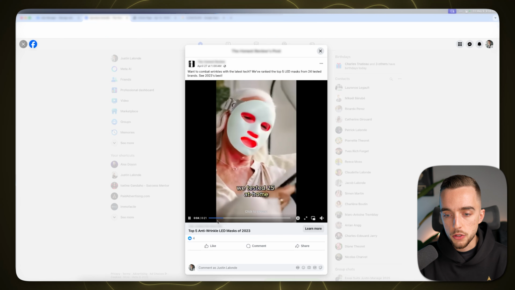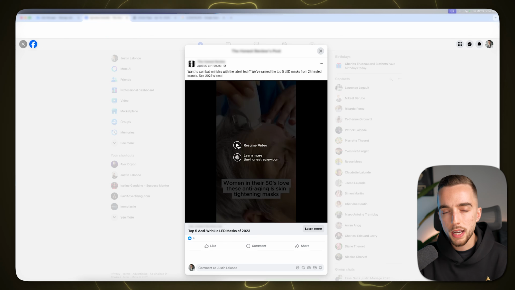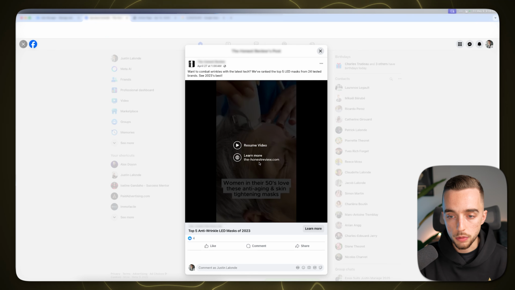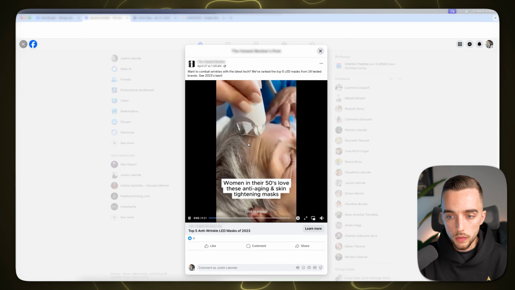Now, these ads right here, if I take a look at the start of the ad: women in their 50s love these anti-aging and skin tightening masks. So we're definitely talking about someone who's very solution aware, maybe even product aware at this point, because we're naming the product from the start. But we're also naming the 2 issues as to why someone might want to be getting that. So let's keep going, right? So we keep watching that.